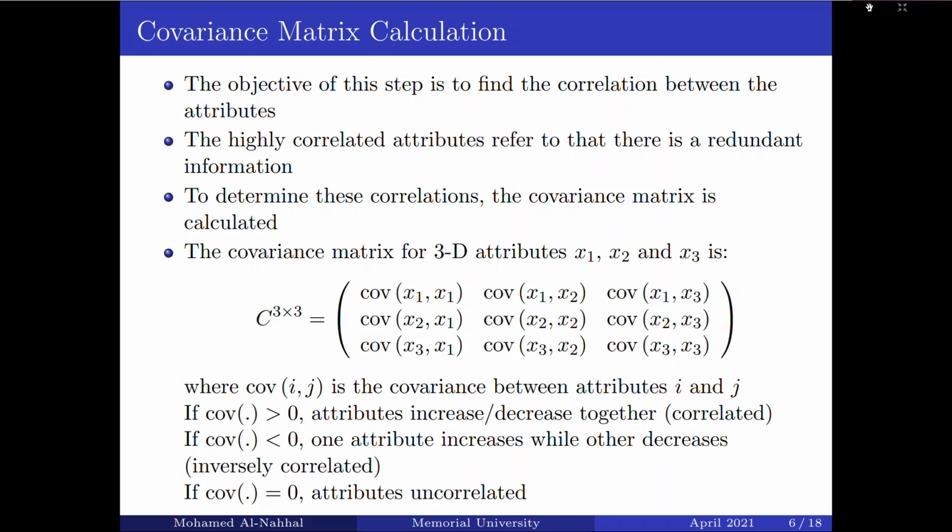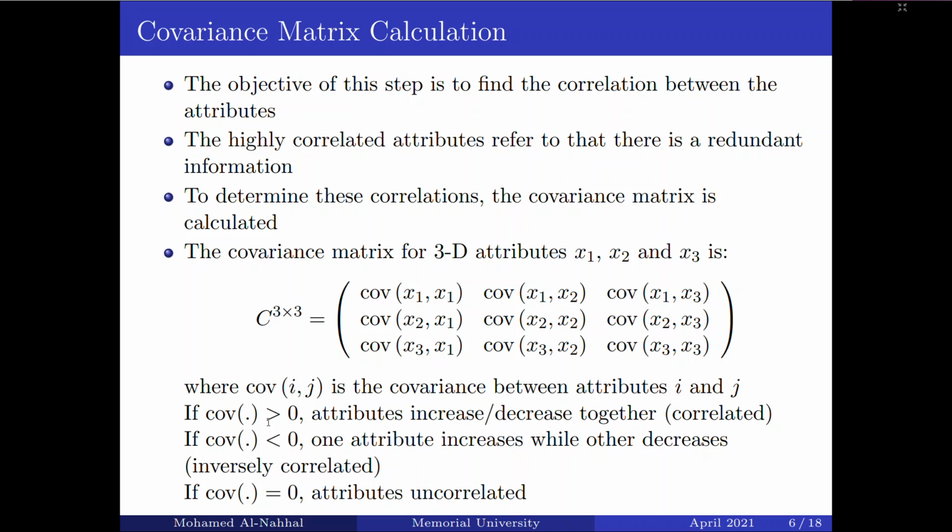Step 2. Covariance matrix calculation. The objective of this step is to find the correlation between the attributes, and highly correlated attributes refer to the existence of redundant information. To determine these correlations, we should calculate the covariance matrix. For example, the covariance matrix for three-dimensional attributes x1, x2, x3 can be given by this equation, where the covariance of i and j is the covariance between attributes i and j.